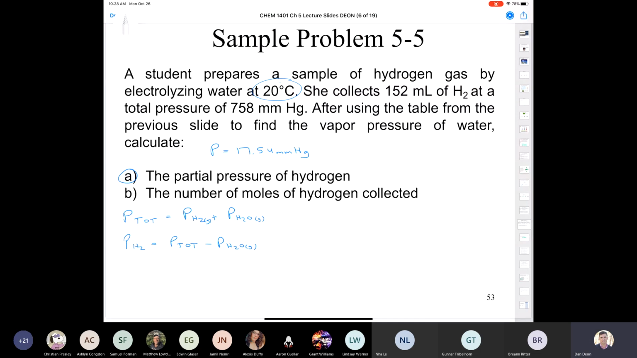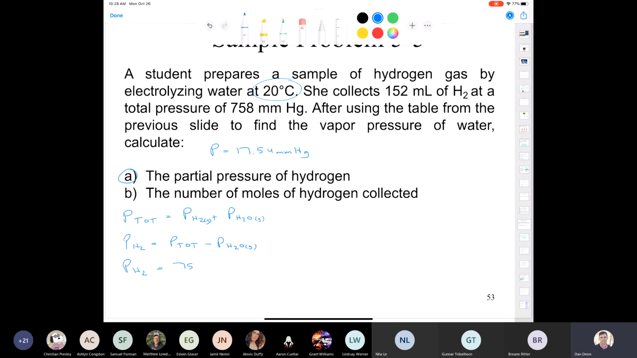So now we can plug some numbers in. The partial pressure of our hydrogen is going to be equal to total pressure, which was 758 millimeters of mercury, subtract the pressure of water, 17.54 millimeters of mercury. And we find the pressure is equal to 740.46. That's not really the correct way to do it. Let's see here, 758, subtract 17.5.